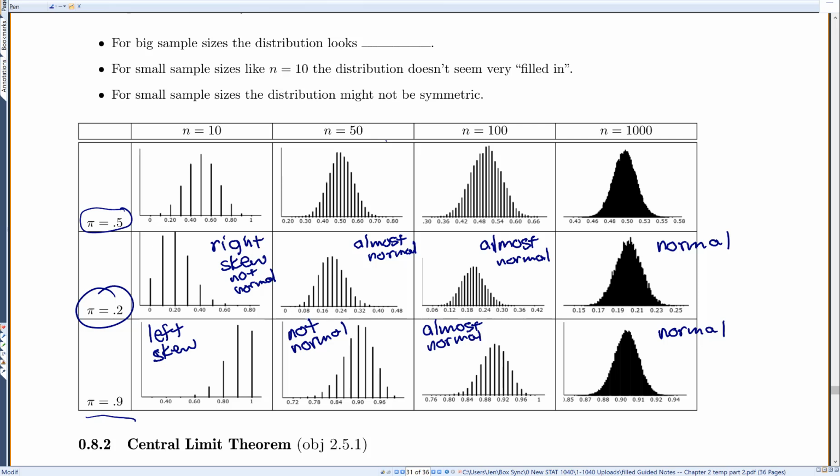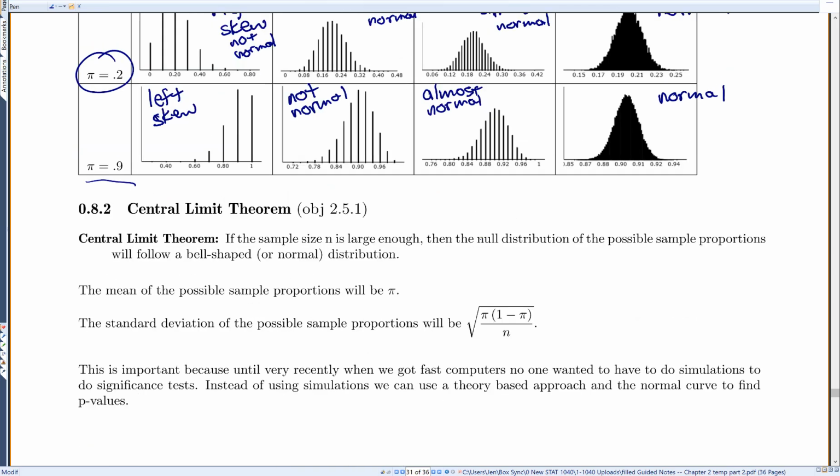So again, with a population proportion of 0.5, we started off almost normal. We look pretty normal all the way for lots of different sample sizes. But for a population proportion of 0.2, I started out skewed, so it takes me until I get a bigger sample to be almost normal or normal. At a population proportion of 0.9, I'm even more skewed to start with. So by the time I get to 50, I'm not normal. By the time I get to 100 though, I'm pretty close to normal. So for big sample sizes, the distribution always looks normal. For small sample sizes like n equals 10, the distribution doesn't seem very filled in, and it might not be very symmetric.